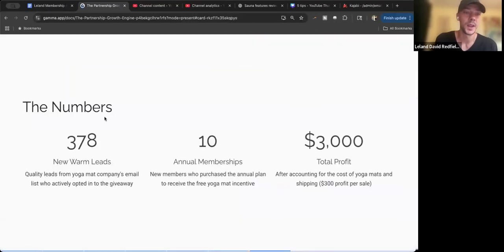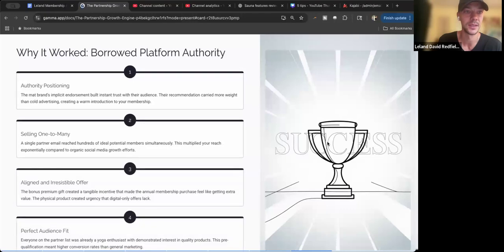So what did it look like? We got 378 new warm leads. These are all people who buy yoga products, so really, really high quality leads. We sold 10 annual memberships and we made $3,000. That was profit, right? People would sign up for the annual membership and then we would purchase a yoga mat and send it to them. $3,000 profit, $0 on ad spend, really good success.